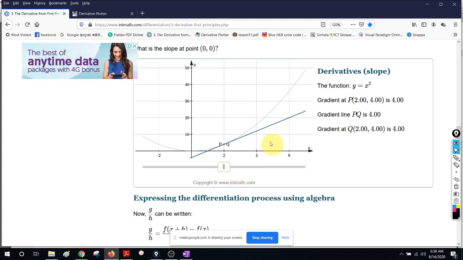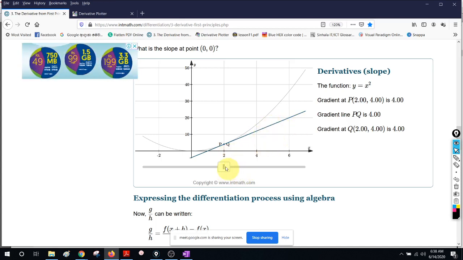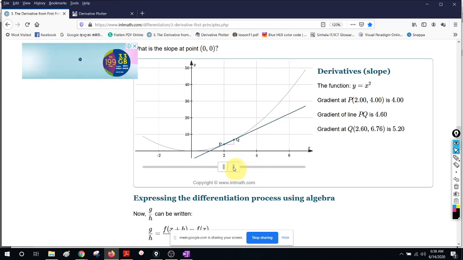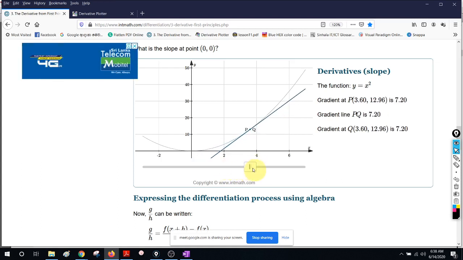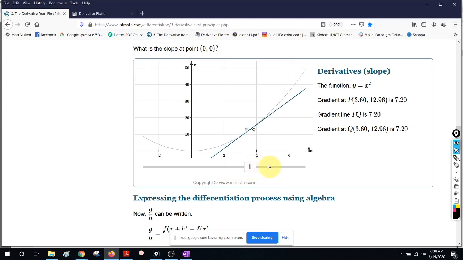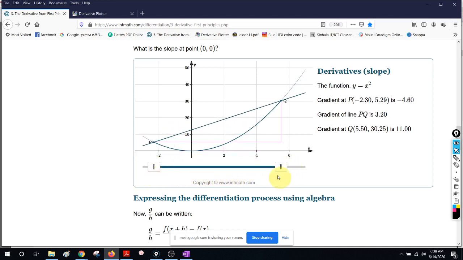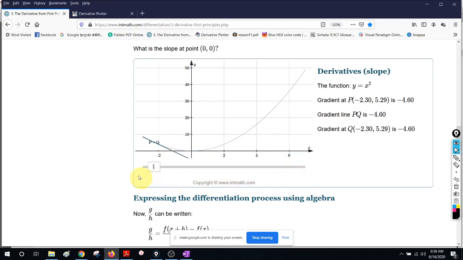Now you can see it's changing all the time, because when I move it, the slope of the tangent keeps on changing. You can see different slopes. If I go somewhere here, the slope is even the other way now. We want to find out this gradient, the tan theta value, for different places. That is all we are interested in.